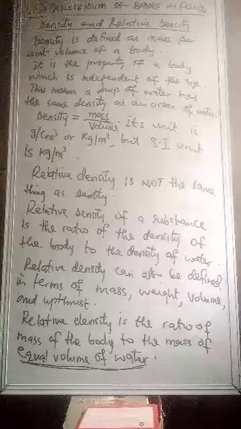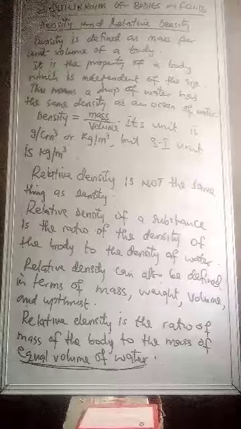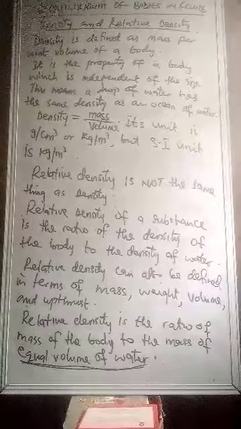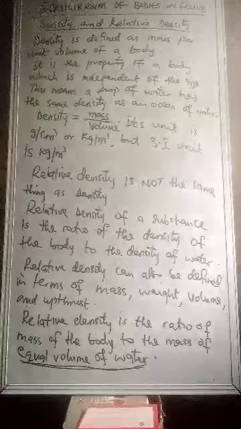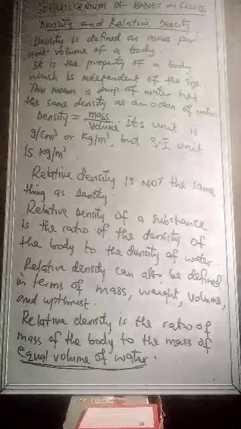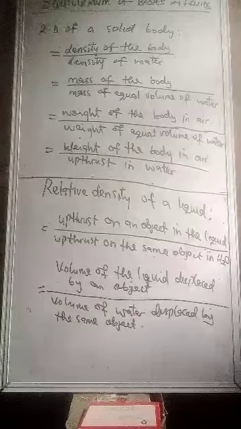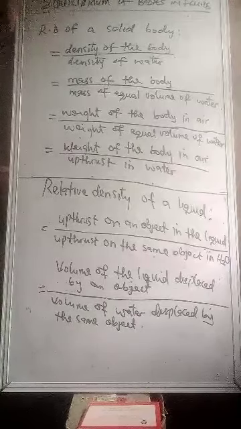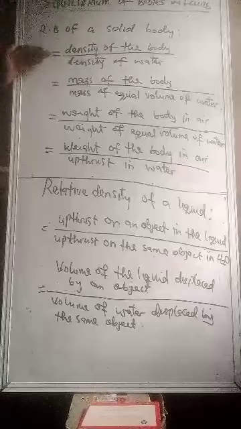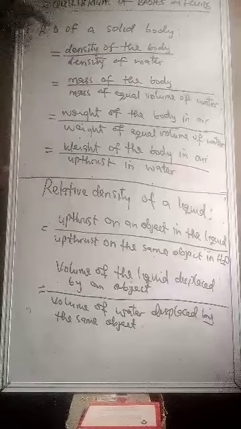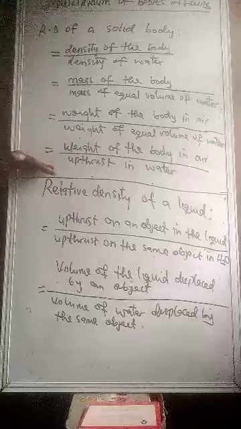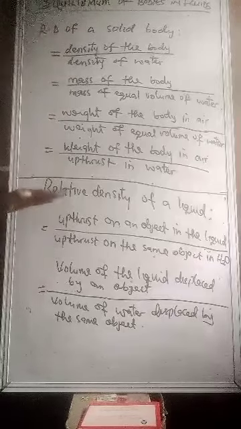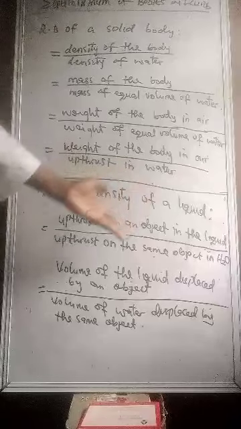All right. Now, the next thing you are going to see on the board are the different ways in which we can write the formula for relative density. These are the different ways in which the relative density formula can be expressed. The first part, from here to here, talks about relative density of a solid body, while these here are meant for relative density of a liquid.